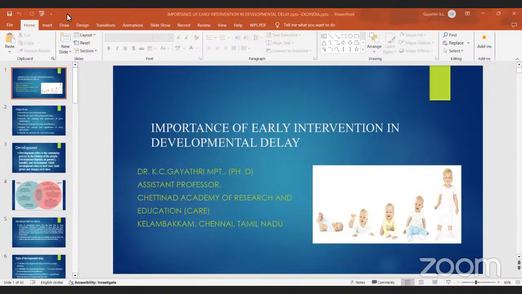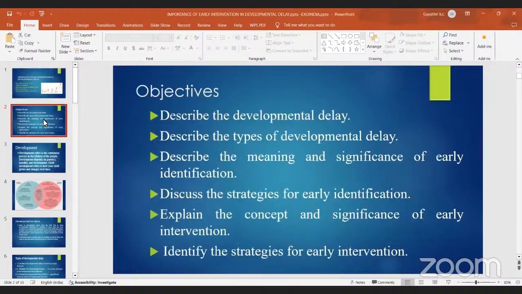Today I am going to present the importance of early intervention in developmental delay. These are the objectives we are going to discuss in this hour. First, we will describe developmental delay and the different types of developmental delays we have. Describe the meaning and significance of early identification. Discuss the strategies for early identification, and explain the concepts and significance of early intervention. Identify the strategies we have for early intervention. Now we can go on with development.